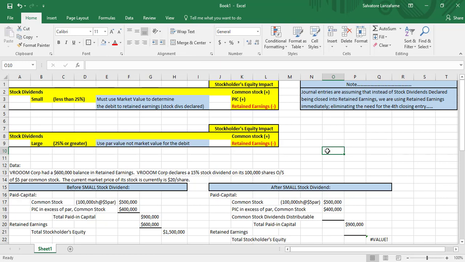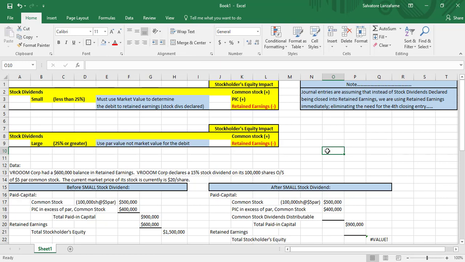Okay, so notice the stockholders' equity impact. PIK is not impacted at all because if you're using par, then your par and your par is going to make your debits equal your credits. Whereas if you're using a small stock dividend and you're using market value, your market will be higher than the par, causing a need for a general ledger account that will cover the difference between the par and the market. And that's where the PIK is going to come into play. But notice in both cases, your stock account is going up and your retained earnings account is going down. So that's important to take note of.